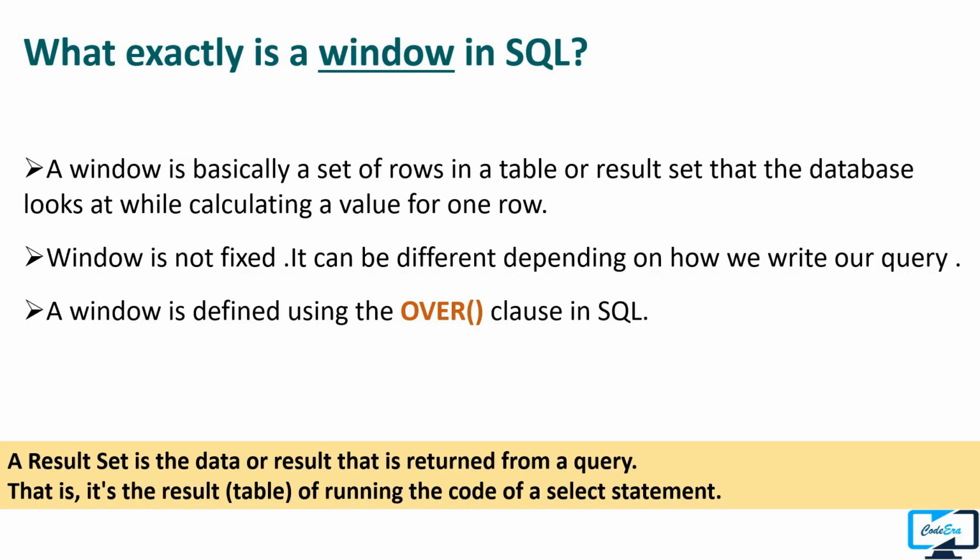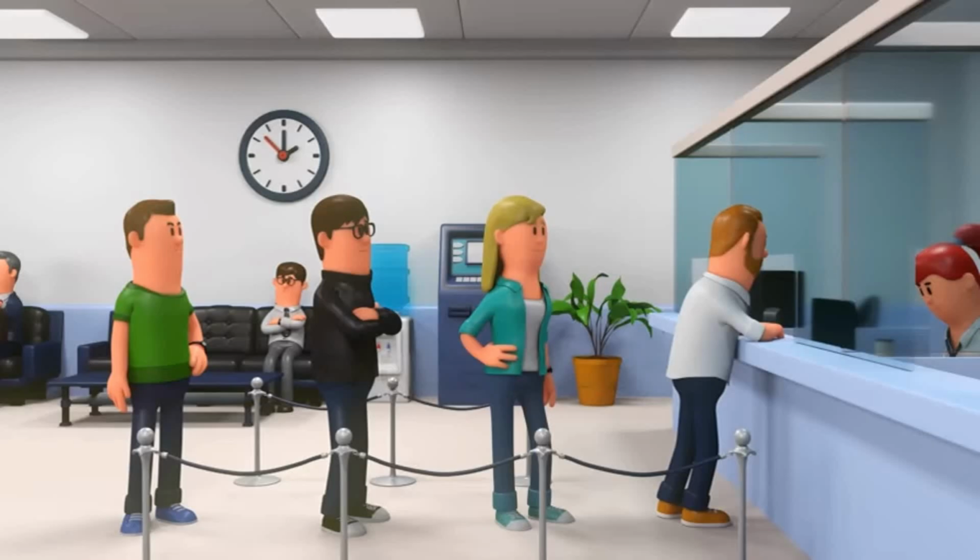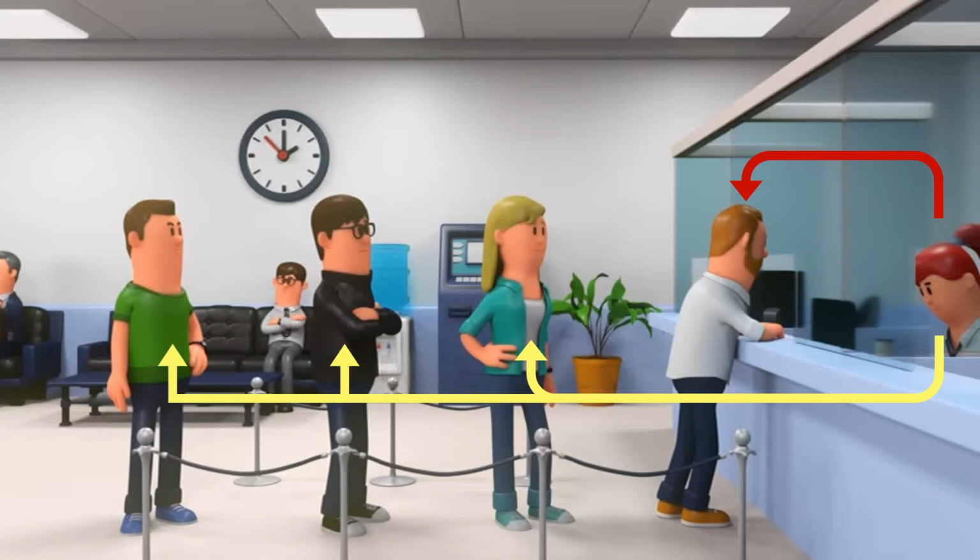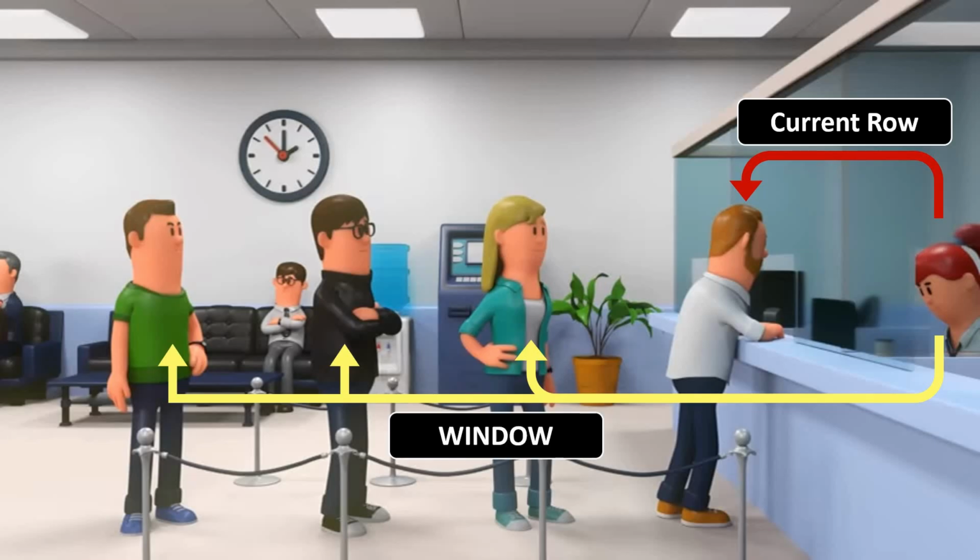So imagine a bank counter. The cashier serves one person at a time. But while serving one person, the cashier can still see other people in the queue, like who is next or how many people are waiting. So you can imagine the person being served is the current row of our SQL table, and the people visible in the queue are the window of SQL. So working on one person but allowed to see others, that is a window.